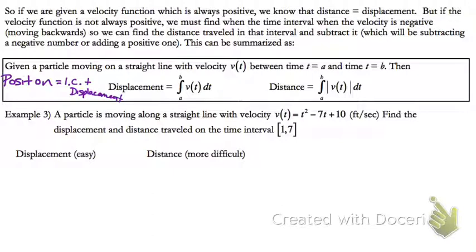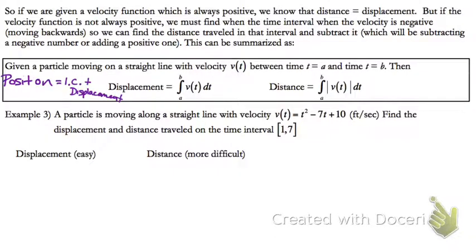So if I started like 5 miles north of Ontario or something, and then I traveled 15 more miles north of Ontario, my displacement is 15, but my initial condition plus the displacement would be 5 plus 15, which would be 20 miles north of Ontario. So that's another thing I want you guys to make sure you're aware of.